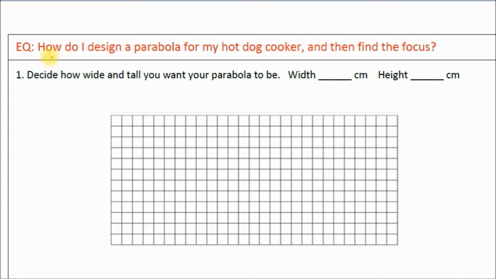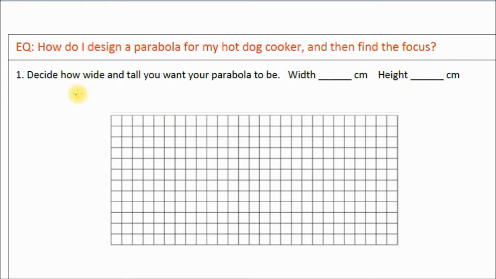Our essential question in this section is, how do I design a parabola for my hot dog cooker and then find the focus? So what we're going to be doing is showing you the steps, or giving you an idea how you actually can take a known width and a known height of a parabola, find the equation that fits that area, and then determine what the p-value is, and from that the focus.